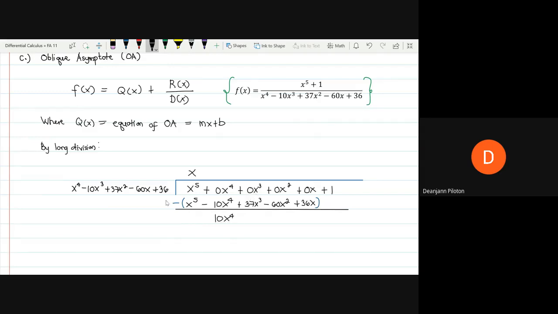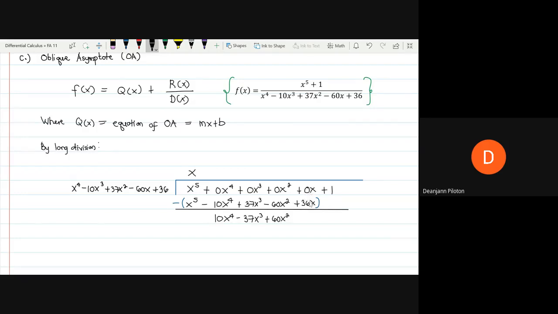Next is 0 minus positive 37x raised to 3. So that is negative 37x raised to 3. Then 0 minus negative 60, so that is positive 60x raised to 2. And lastly, we have 0.